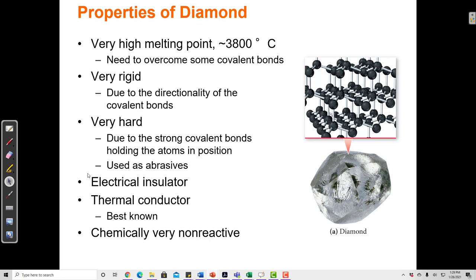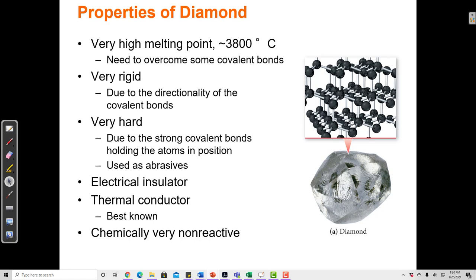A network covalent solid. This is diamond. And you can see here in diamond, this atom is covalently bonded to this one and this one and this one and this one. In fact, every atom in a sample of diamond, they're all carbon atoms, and every carbon atom in diamond is covalently bonded to every other atom. So this structure right here is incredibly strong.